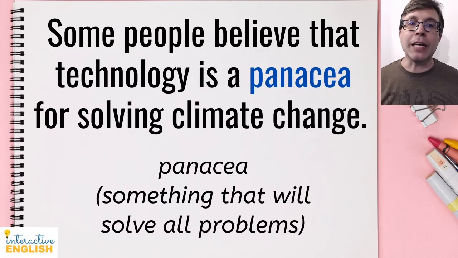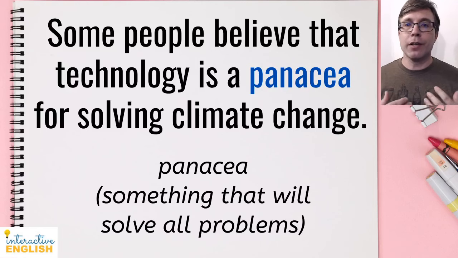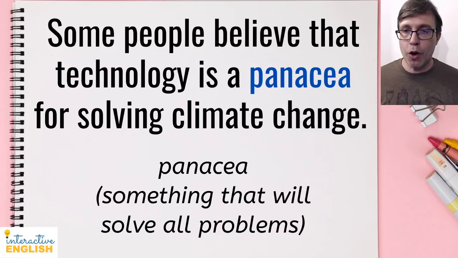All right. So the answer that we're looking for is A, panacea. So some people believe that technology is a panacea for solving climate change, and a panacea is talking about just something that will solve all problems. So in this case, climate change is a problem, and some people may believe that technology is going to help us solve this problem. It's a panacea for this problem as well as others, and they may believe that it solves all of our different problems, and it is a panacea.